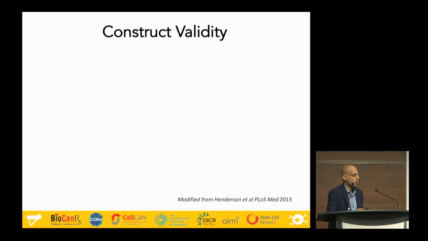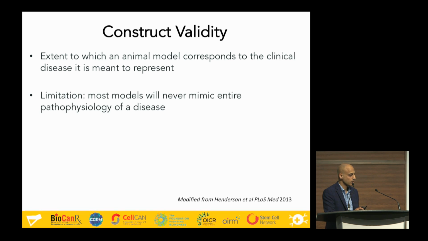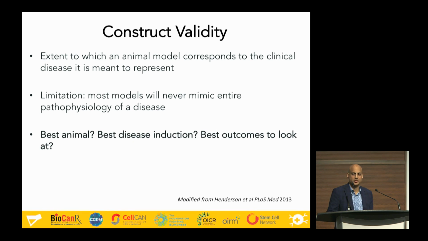Moving on to construct validity. And again, as I mentioned, this is the extent to which an animal model corresponds to the clinical disease that it's actually meant to represent. The limitation is that, no matter what model you're using in the lab, it's never going to mimic the entire pathophysiology of whatever the disease of interest is that you're studying. So that's where you really have to start thinking critically. Well, what is the best model to use? What's the best animal to use?